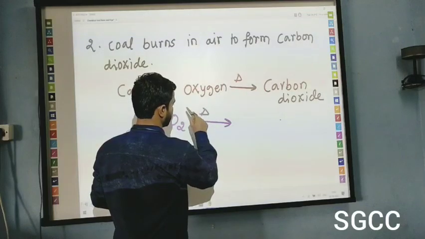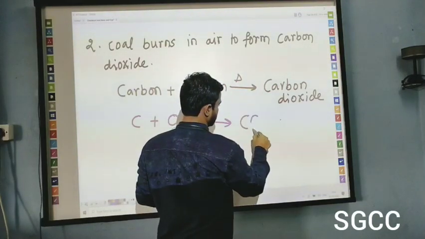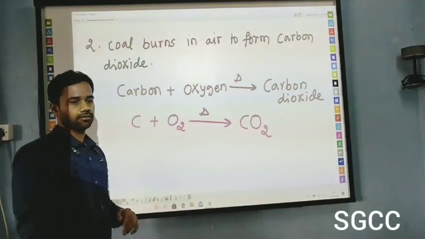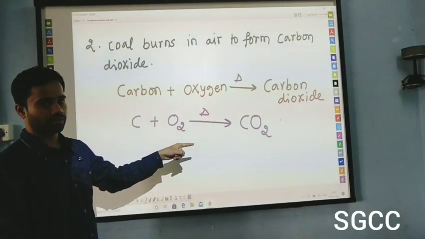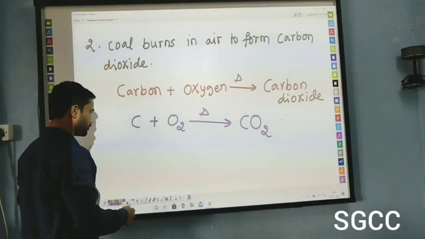In the presence of heat, definitely. I am writing it as a triangle. Then we are going to write CO2. Remember this one: capital C, capital O, and we have to write the 2 as a subscript. Can you tell what are the physical properties of this one?